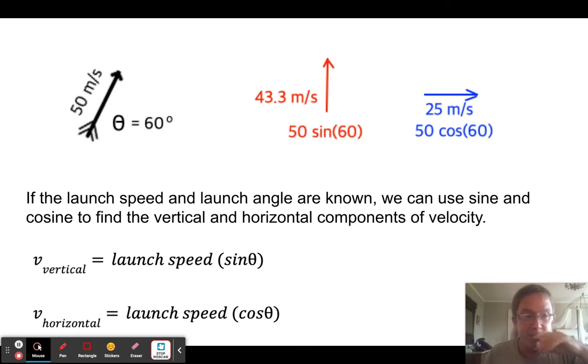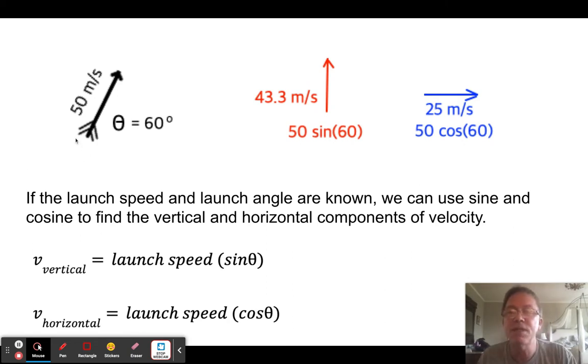Now, this is a really important skill here. Fortunately, it's quite straightforward, and that is that if I know the launch velocity is, say, 50 meters per second, and I know the launch angle is 60, well, then what are the vertical and horizontal components of that going to be? And so we just got to remember SOHCAHTOA.